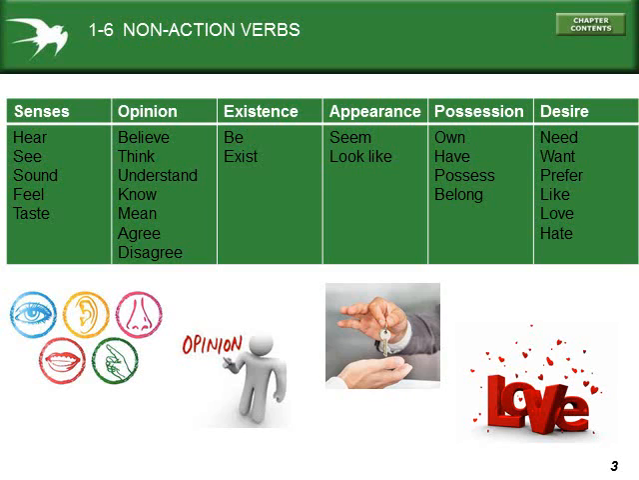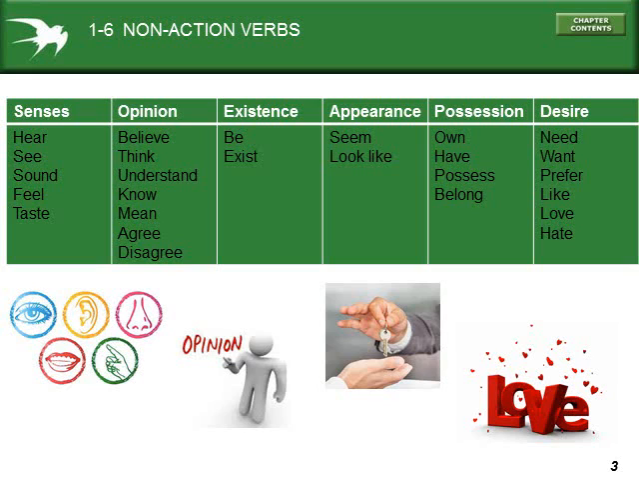The fifth category is possession. And when we say possession, what we're talking about is ownership. So words like own, have, possess, belong are not used in the continuous tense. We will find out that for have, there are 2 meanings, so we'll talk about that in a moment. And then the last category is desire: need, want, prefer, like, love, hate. In these categories, you can't use the continuous tense in general, certainly in formal writing.